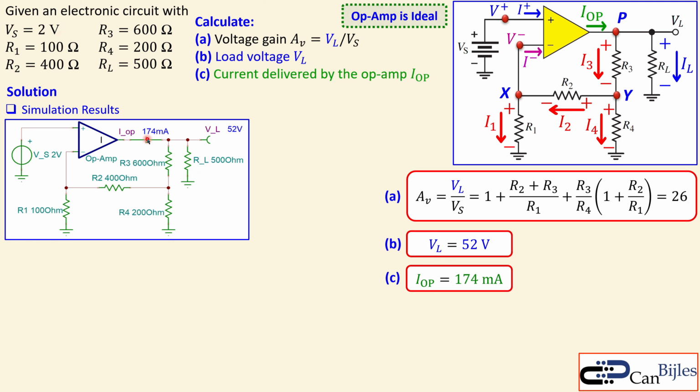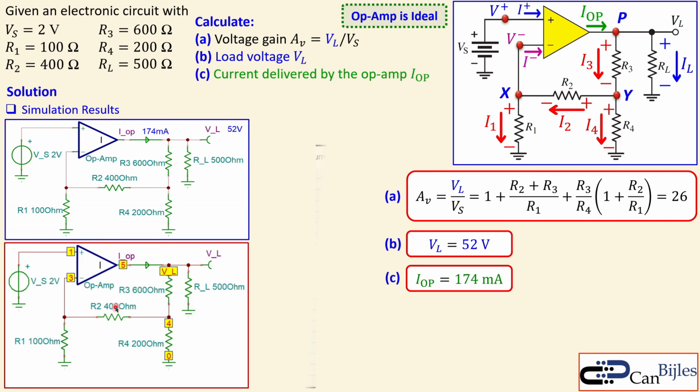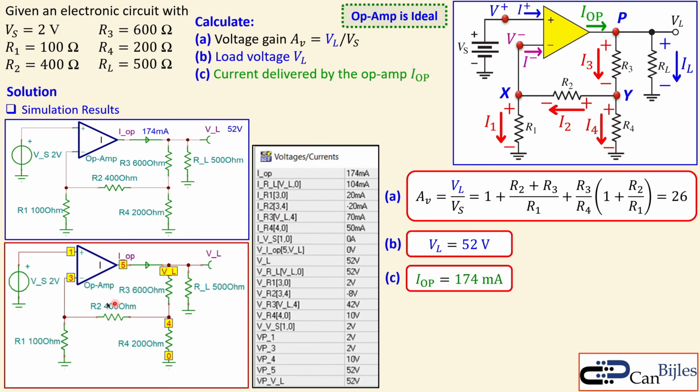So we see here 174 milliamps as calculated and 52 volts as calculated when the Vs is 2 volts, and also the resistors as shown. You can get more information if you do, for example, a table of results. This is again the circuit, but now with the nodes designated clearly, 1, 3, 5, etc.